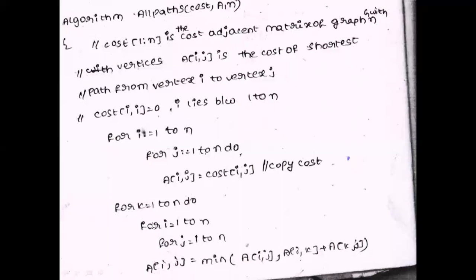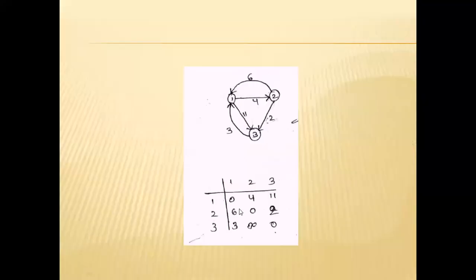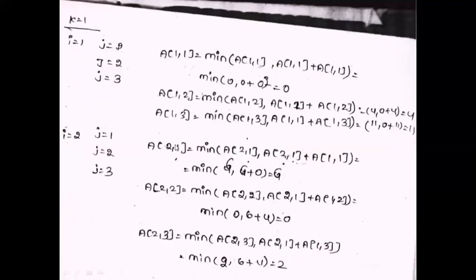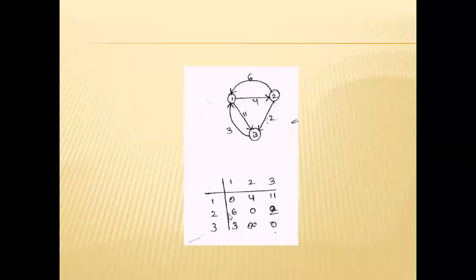Next, k equal to 3. k equal to 3 means we find the shortest path from i to j through intermediate vertex 3. So totally you are calculating 3 matrices. Initially it is represented by A power 0.